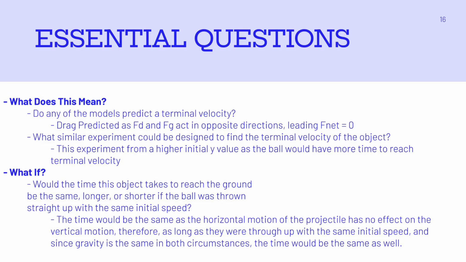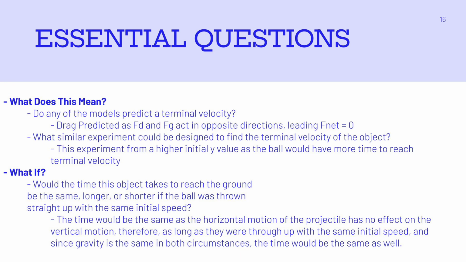And then on to the essential questions. The only model that would correctly predict the terminal velocity is the drag model, as FD and FG act in opposite directions, allowing F net to be equal to 0, allowing for a terminal velocity to be present. And if I were to create a similar experiment designed to find the terminal velocity of the object, I would just make the initial y value greater, as the ball would have more of a chance and more time to drop down to the ground.